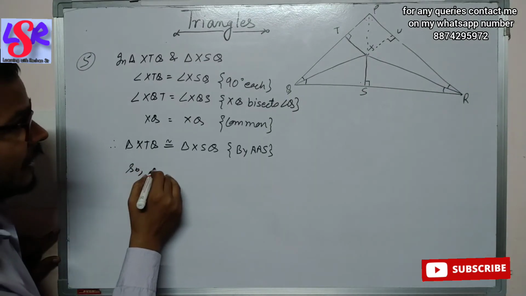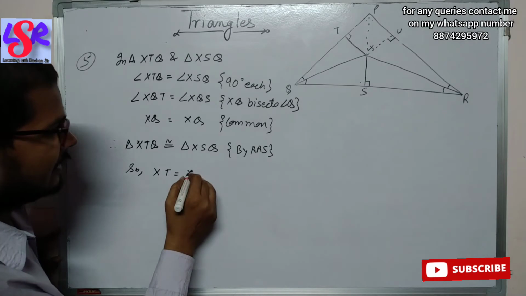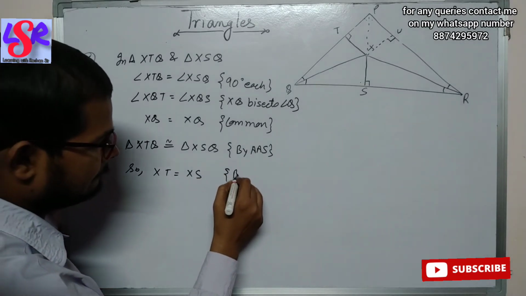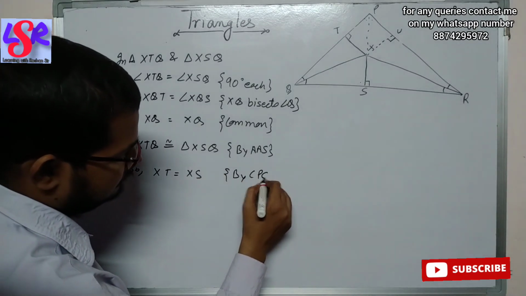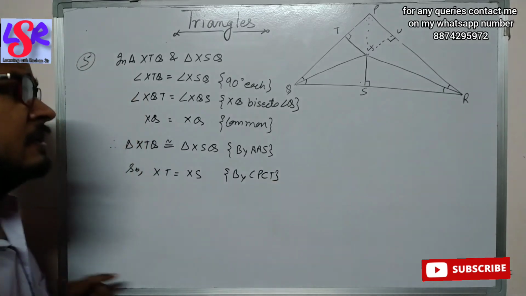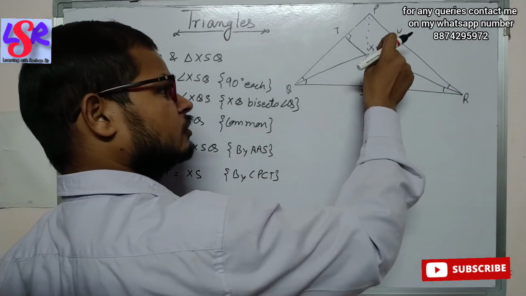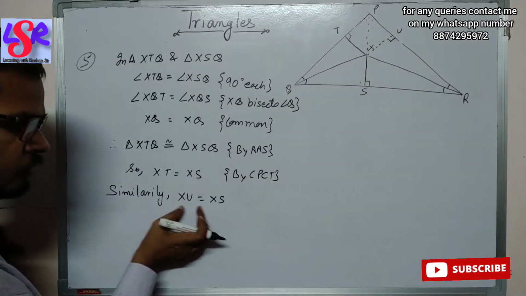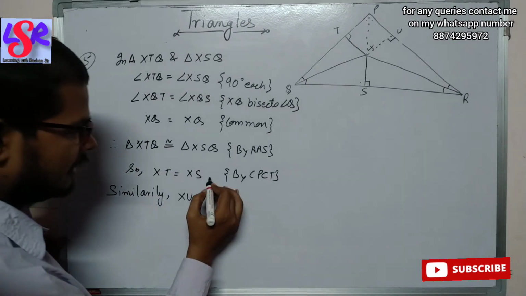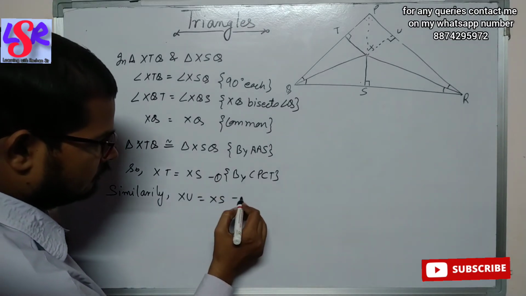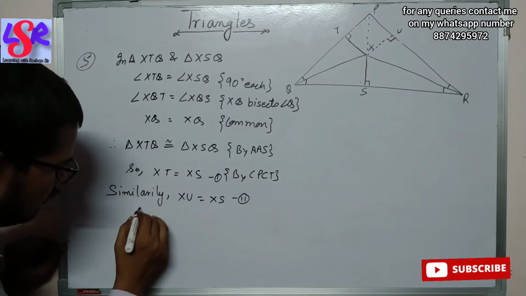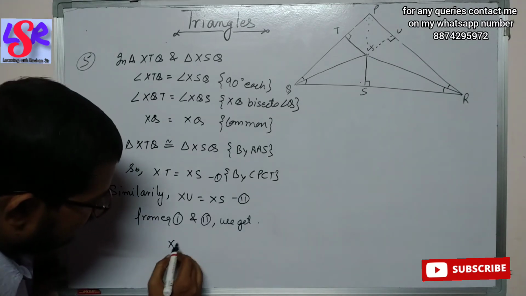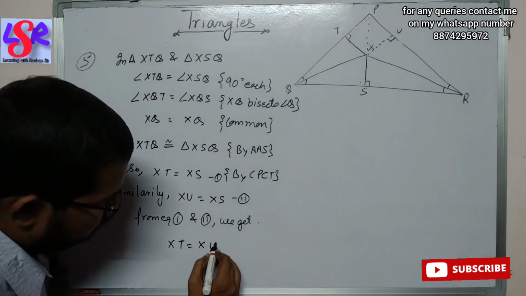So XT equals XS by CPCT. And similarly, this side is also equal to this one. Similarly, XU equals XS. Now let this one be equation number 1 and this one be equation number 2. So from equation 1 and 2, we get XT equals XU.